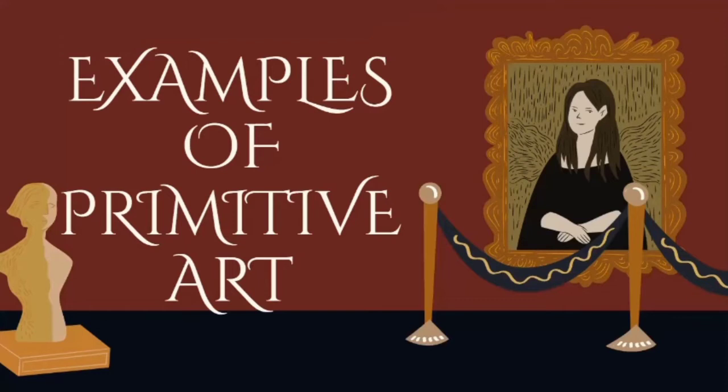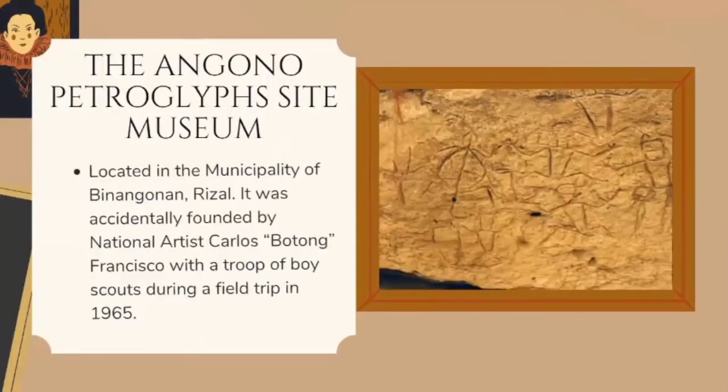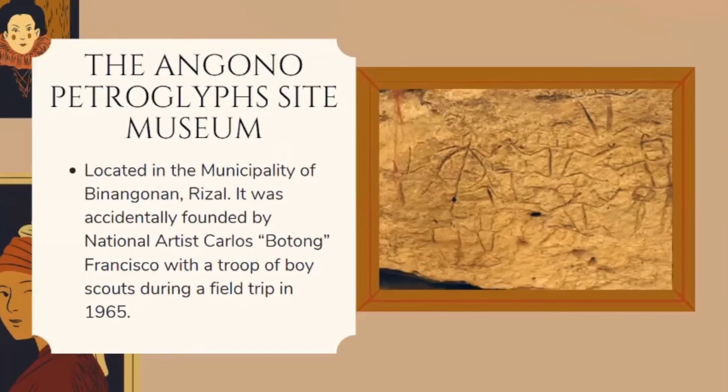Examples of primitive art. Ang first ay, next please. First ay Angono petroglyphs. Located in the municipality of Binangonan, Rizal. It was accidentally found by national artist Carlos Botong Francisco with a troop of Boy Scouts during a field trip in 1965. Highly significant cultural landmarks because it is the oldest known art in the Philippines. Na-include din siya sa National Cultural Treasure of our country at sa World Inventory of Rock Art. Human and animal ang naka-engrave sa rock wall na gawa sa volcanic tuff.